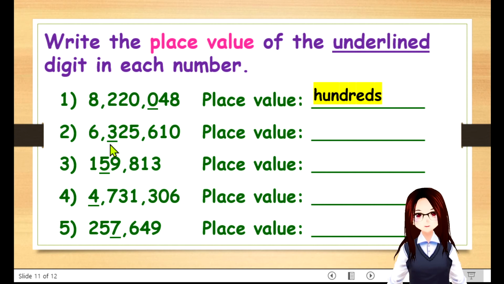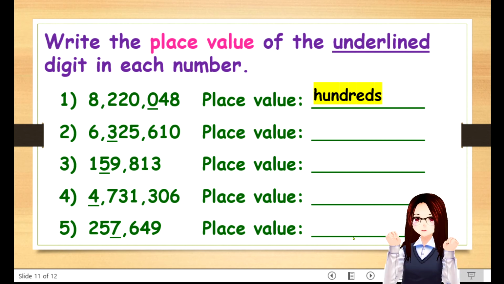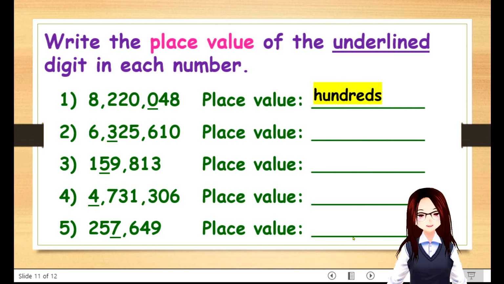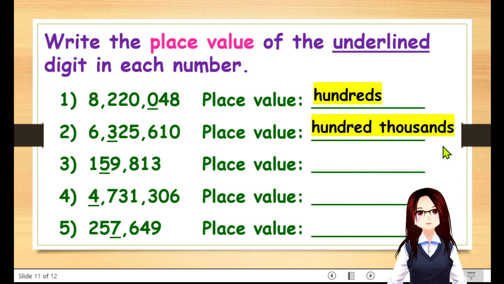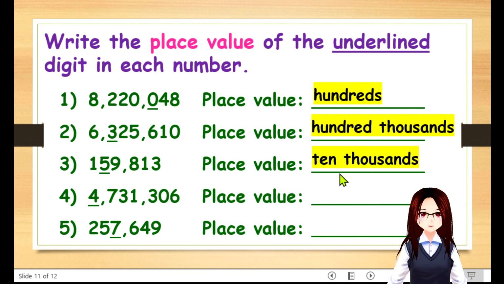The underlined digit is 3. Ready, set, go. Okay, time is up. The correct answer is 100 thousands. Did you get it? Okay. Number 3. The underlined digit is 5. Ready, set, go. Okay, time is up. The correct answer is 10 thousands.